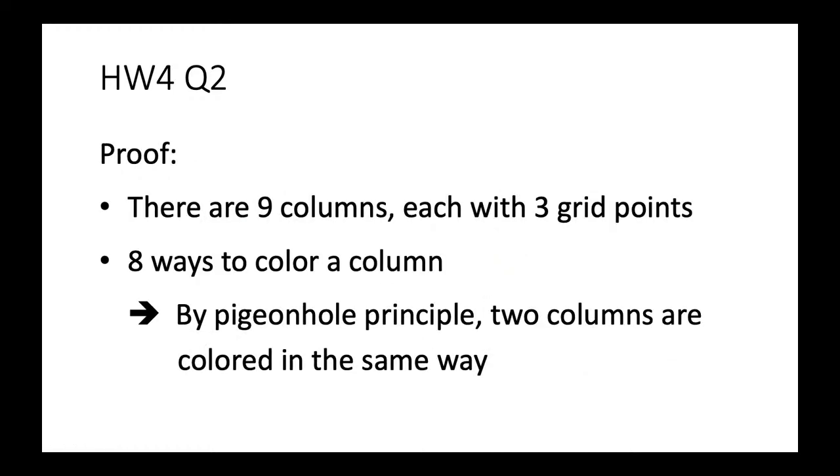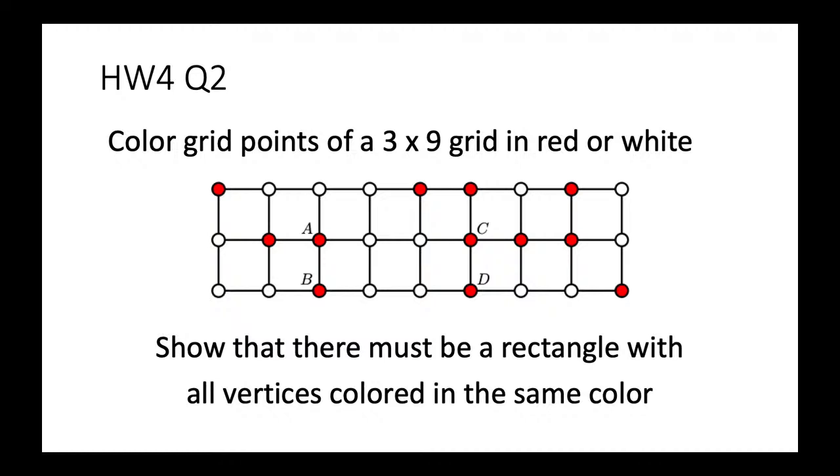Okay, so how do we show this? Notice that there are 9 columns, and each of them has exactly 3 grid points. Because each of the grid points can be colored in either red or white, by simple counting, we see that there are 8 different possible ways to color a certain column. So ranging from white, white, white, then white, white, red, and then white, red, white, and so on and so forth, up to red, red, red. So there are 8 different ways of coloring a particular column.